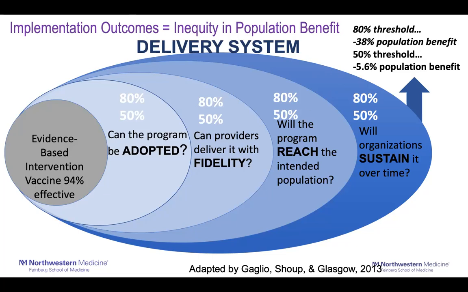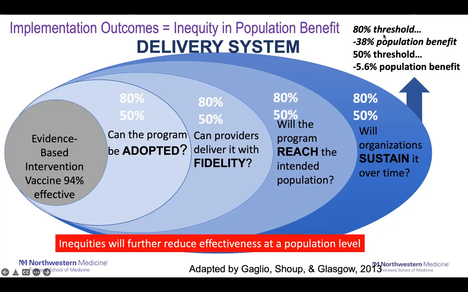Now, when you scale, sometimes you get what we call voltage drop. That's where it's not being delivered by the champions, potentially with not as much support from a research team. And if you drop that threshold down to 50%, you only end up with about a 5.6% population benefit. So it's really important to do this as you're thinking about scale. Equally important, what we know is that if you're seeing a difference, for example, at scale, where it's 80% in some areas but 50% in others, inequities will really be a problem, and they'll further reduce the effectiveness at a population level.